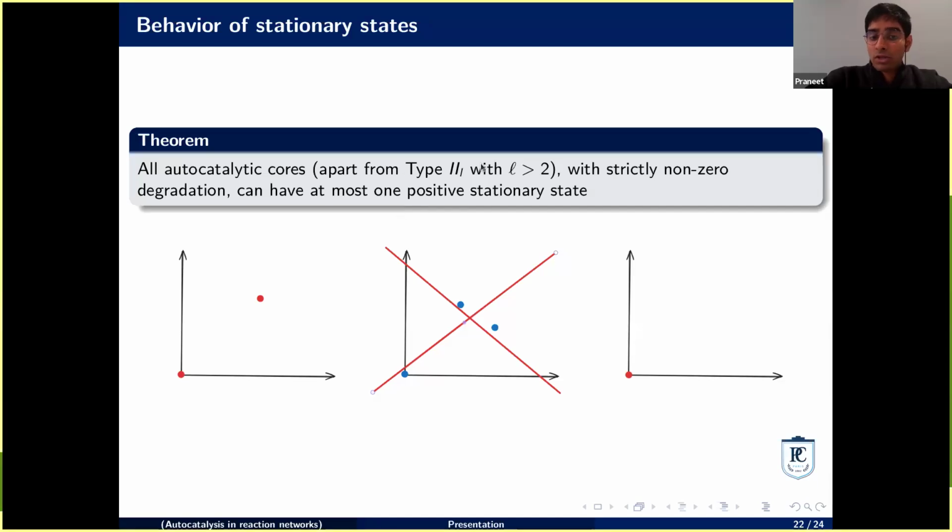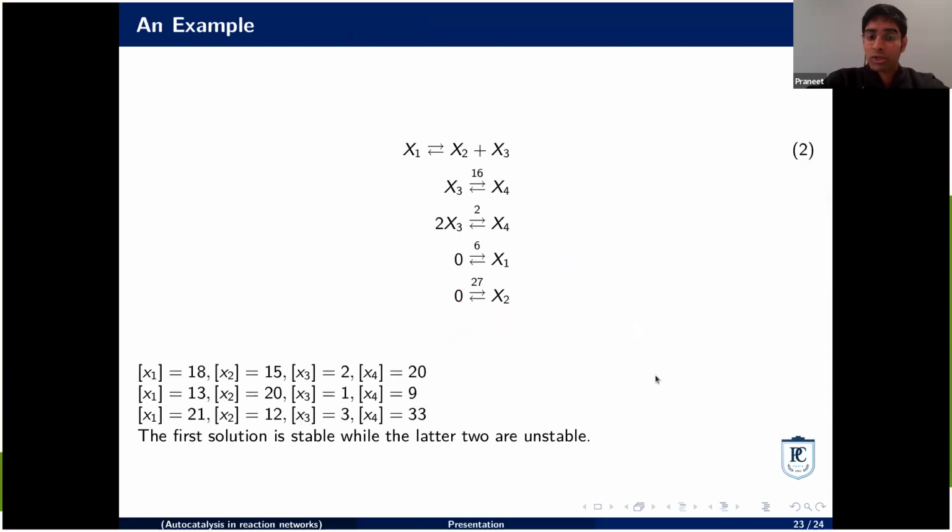So this gives that all the cores, apart from these, with strictly non-zero degradation, can have at most one positive stationary state. This means that even if you add degradation, they cannot have a complicated structure where there are multiple positive stationary states and the trajectories are going in a complicated way. It will always be either growing towards the one stationary state or not growing at all. It will require an interaction of multiple different kinds of feedback phenomena and multiple cores to actually have more complicated behavior, which is one short example I'll go through quickly because I see I'm out of time.